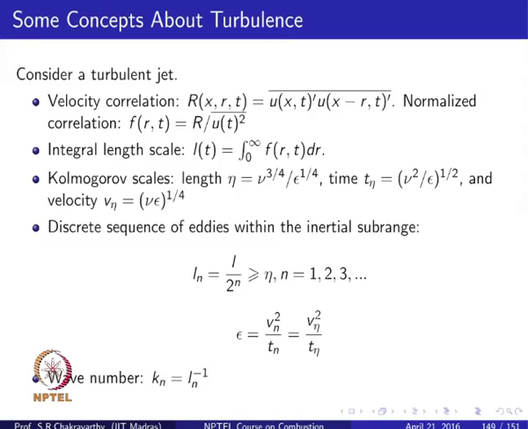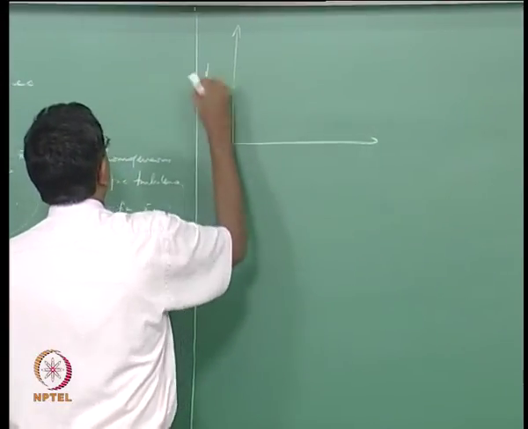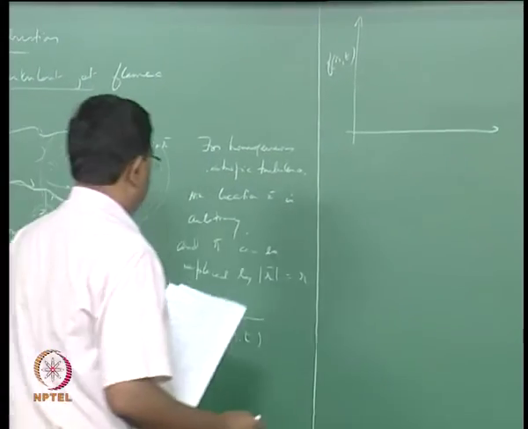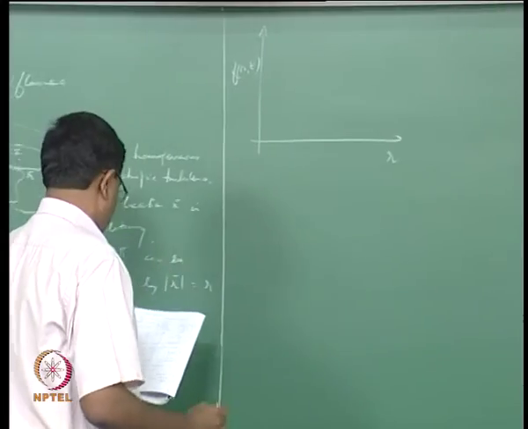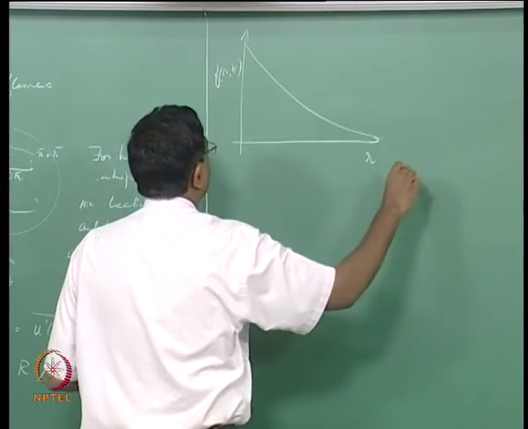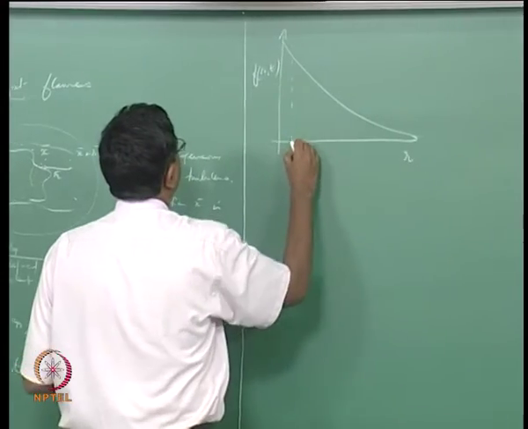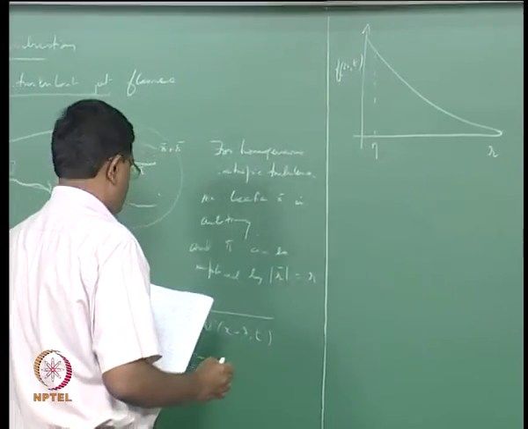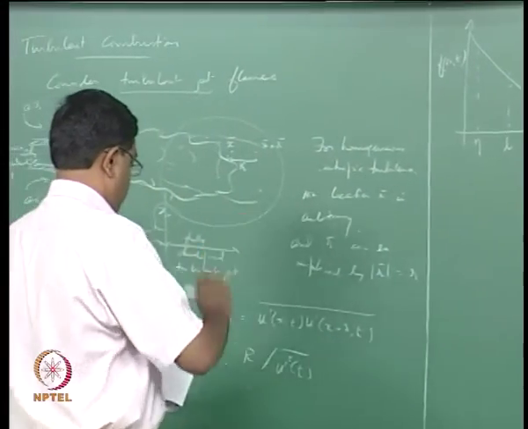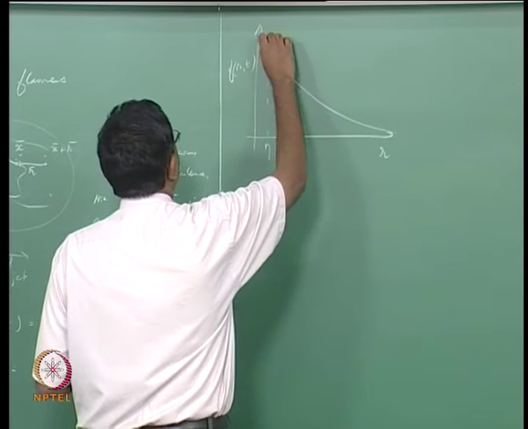And so why are we bothered about this? Because we want to step into how this looks. So if you look at how f of r comma t looks versus r, it's normalized, so we don't have to worry about the magnitude. It goes asymptotically to zero as you go further out in r, and somewhere along here we have a length scale eta, which we would call the Kolmogorov length scale, and somewhere in here a length scale L, which we would call the integral length scale. We will talk about these things more carefully, so let's not worry about them at the moment.